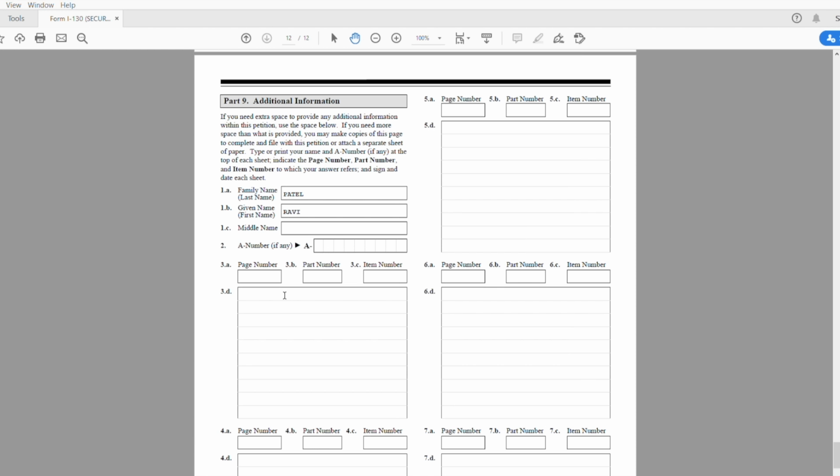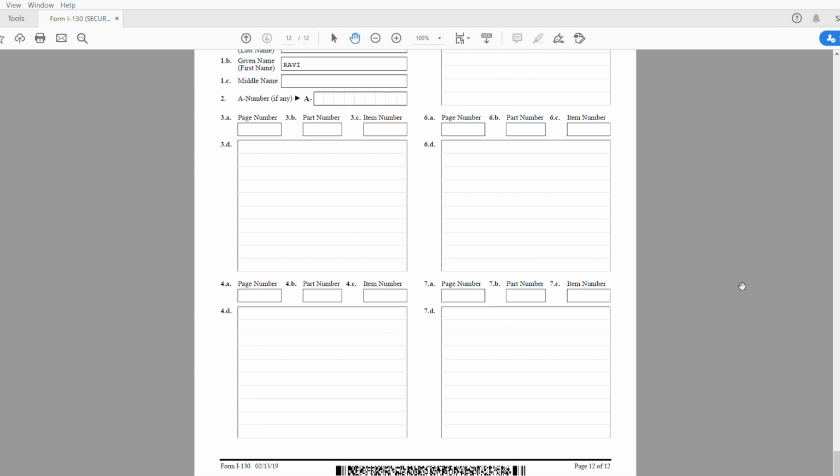Make sure you indicate and reference back the page number, part number, and the item number, and try to follow the same format that the question provided earlier in the form. If you're filling out Form I-130 for a spouse, you also have to fill out Form I-130A. So make sure you fill out I-130A along with I-130 with your submission.